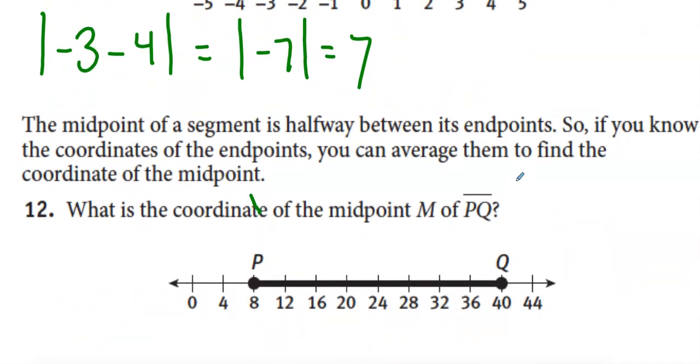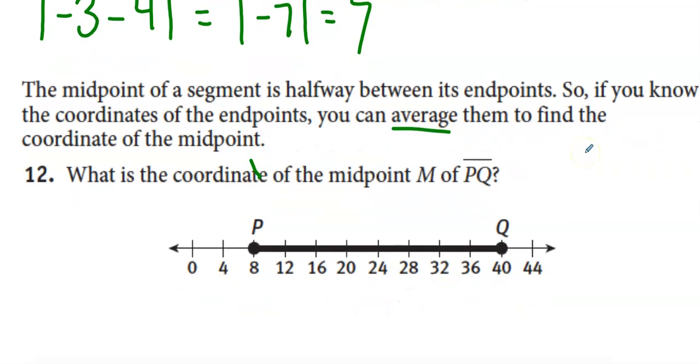So a midpoint is going to be halfway through its 2 endpoints. So if you know the coordinates of the endpoints, you can average them. So kind of like how we find our GPA to find the coordinate of the midpoint. So average means you add up your numbers and divide by how many there are. And since there are 2 endpoints, I'm going to divide by 2.